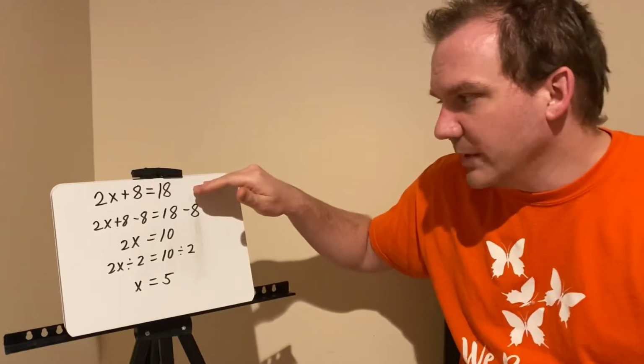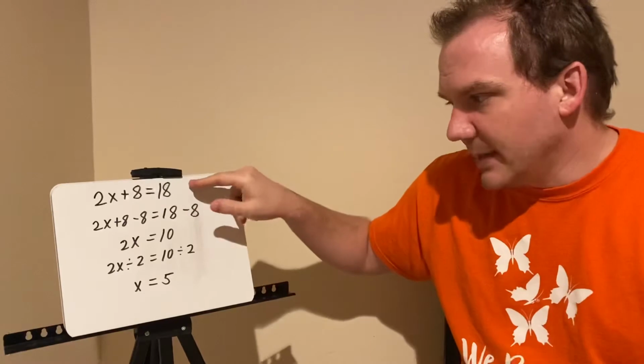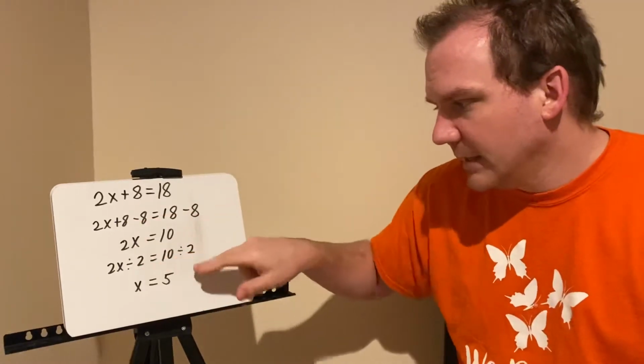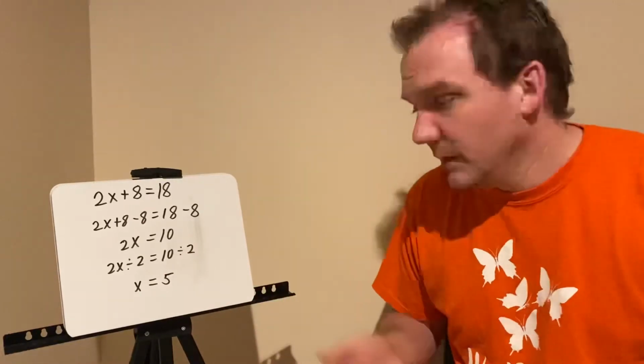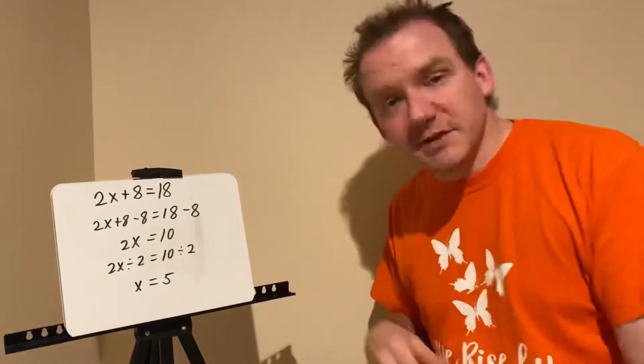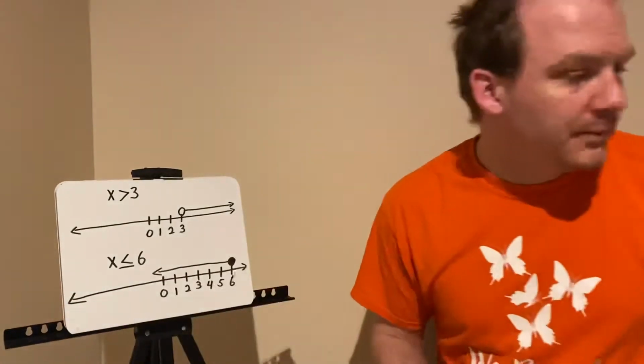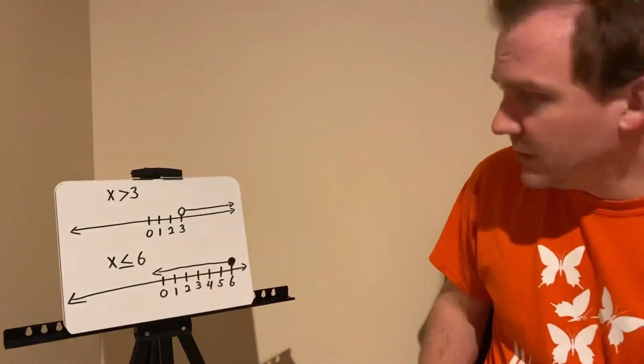If I have an equation 2x plus 8, I can do inverse operations to both sides and end up with x equals 5. Working my way through that. Pause this video and analyze this work if you're a little confused by how I got there. We're going to then move on to an inequality.